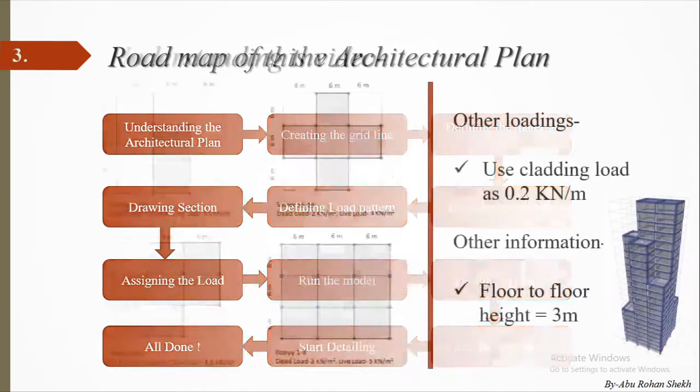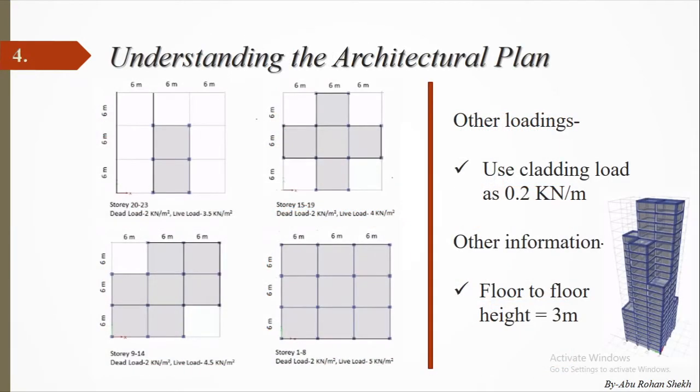So first of all, let's understand the architectural plan. We have a 23-story building over here, and each story floor to floor height is 3 meters. From story 1 to 8 the architectural plan looks something like this, from story 9 to 14 it will be like this, between story 15 to 19 it will be like this, and between story 20 to 23 it will be like this.